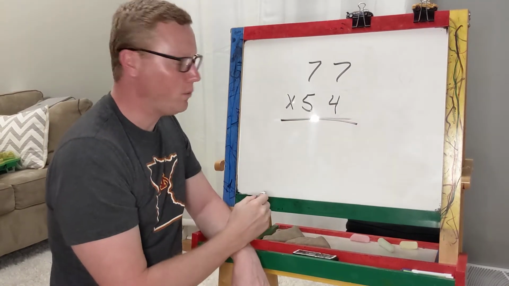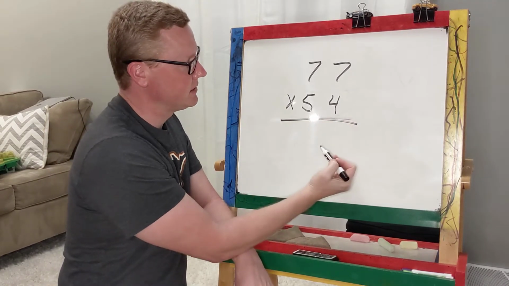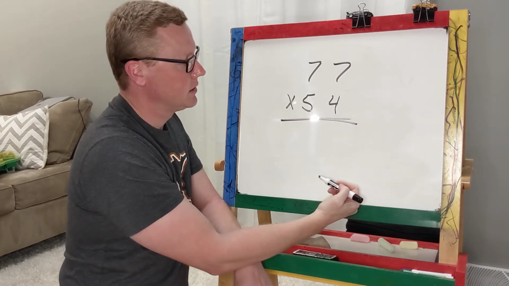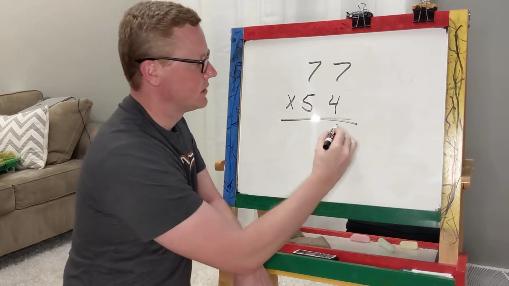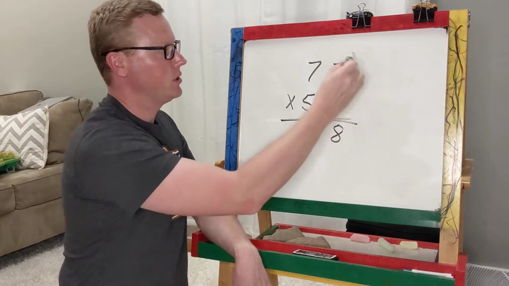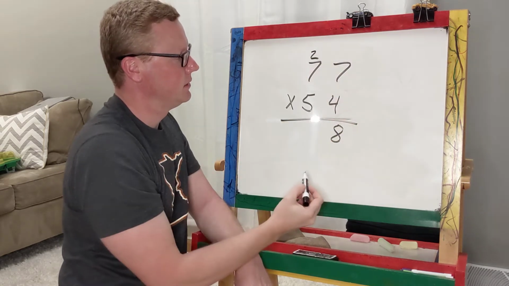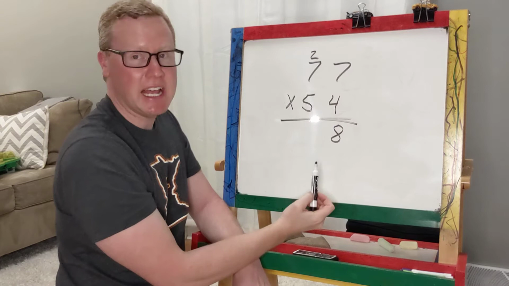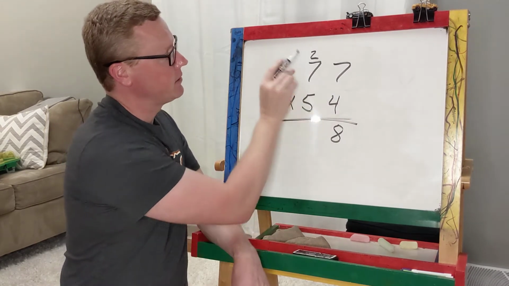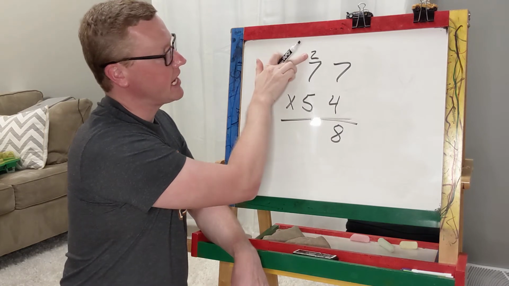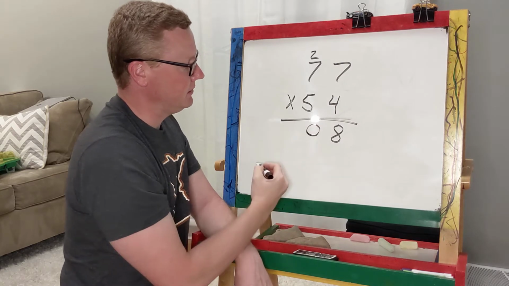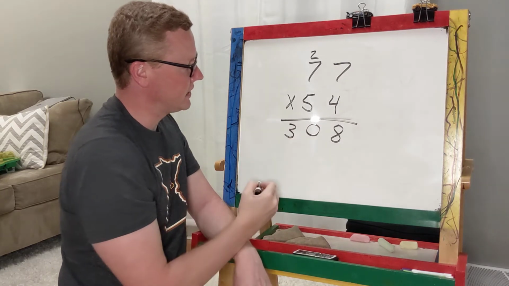All right, so hopefully you remembered to start with the ones. And you do 4 times 7 is 28. So I put an 8 down here, and my 2 goes up here. 4 times 7 again is 28. That was kind of nice to have 2 together. But we need to add that 2. So 28 plus 2 is 30. So I put my 0 down here and my 3 over here.